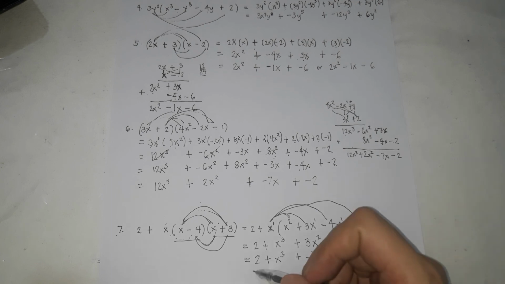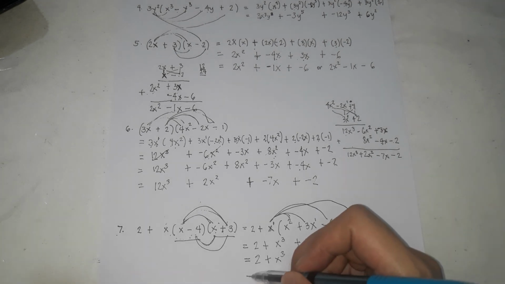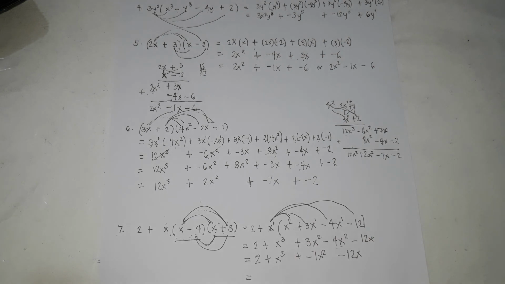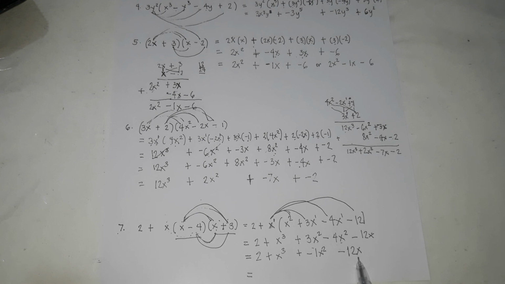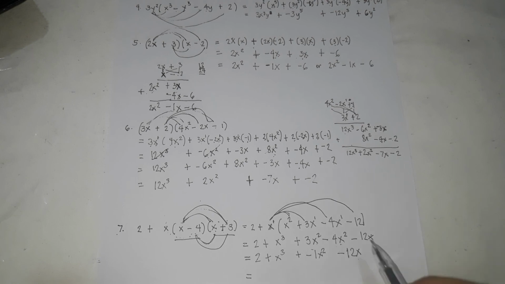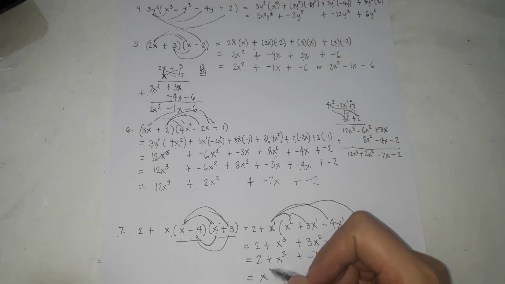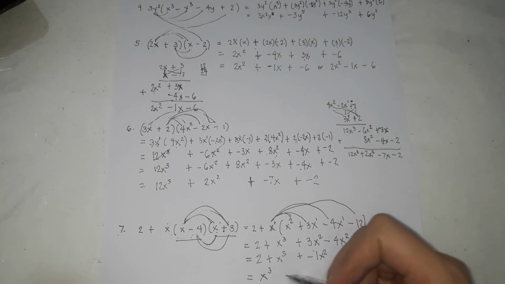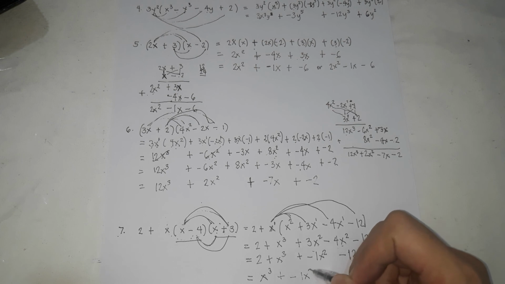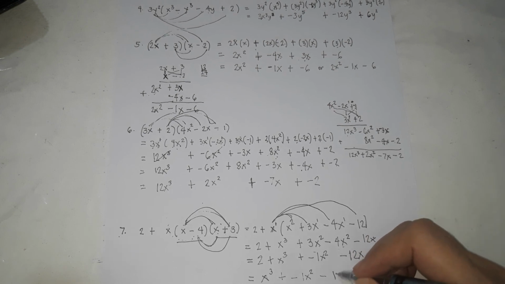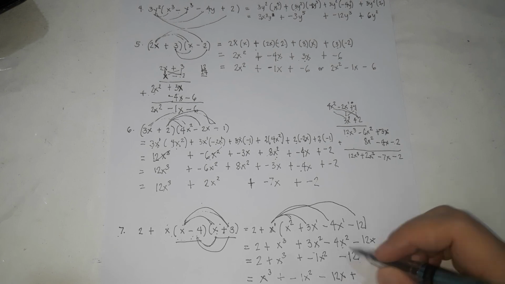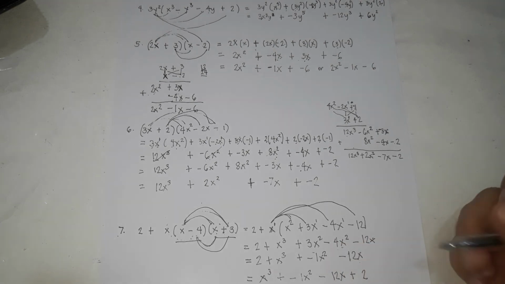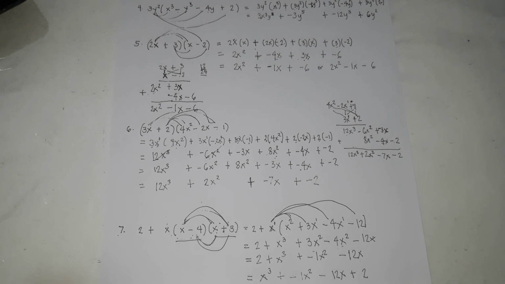So, after that, this could be the answer, but the final answer is this one. Pwede nating i-arrange yan from the highest exponent or the highest degree to the lowest degree. So, ito siyang may pinakamataas na exponent or may pinakamataas na degree. So, unahin natin yung x cubed plus negative 1x squared minus 12x plus 2. So, na-arrange natin siya from the term with the highest exponent to the lowest exponent. So that's our answer. That's how you're going to multiply algebraic expressions.